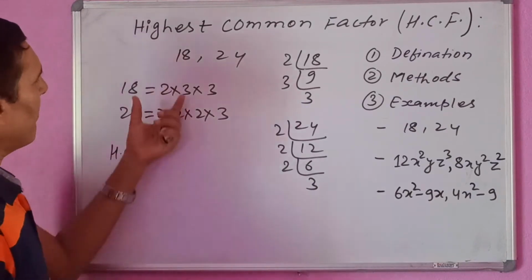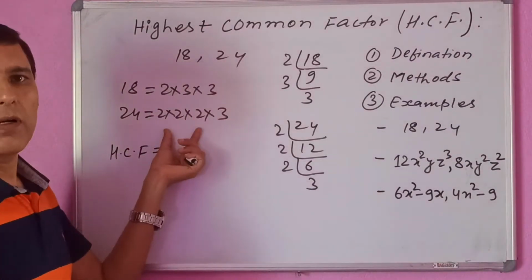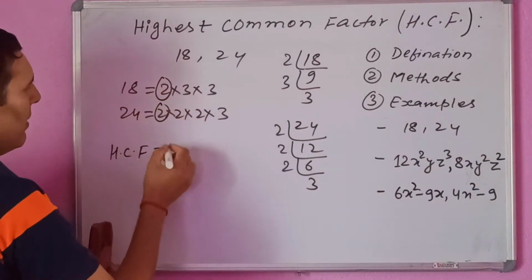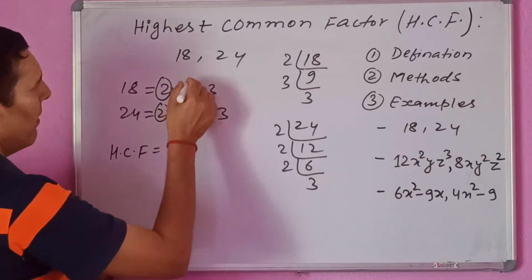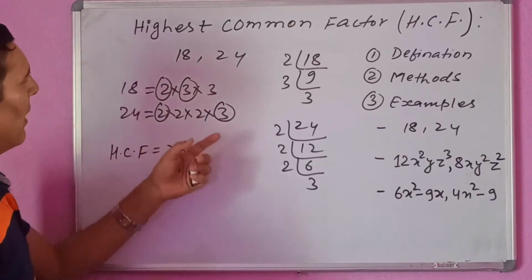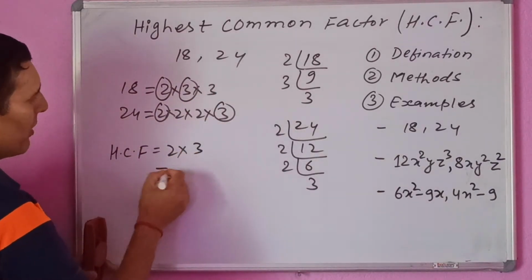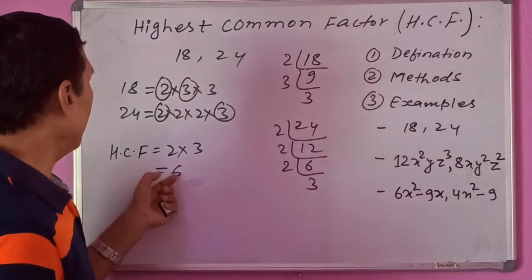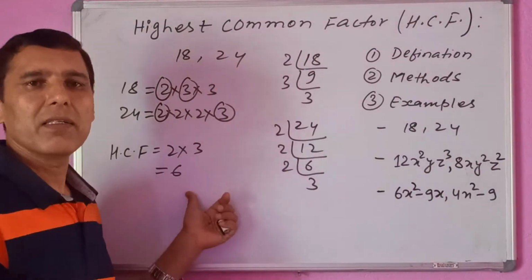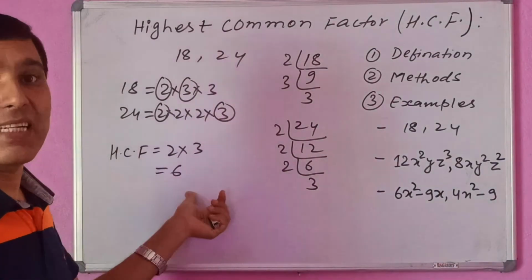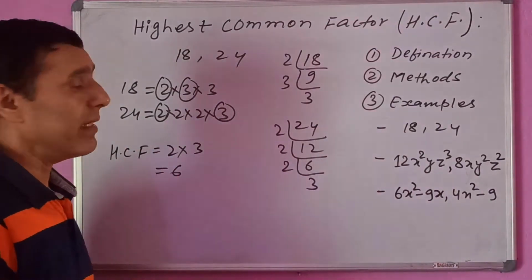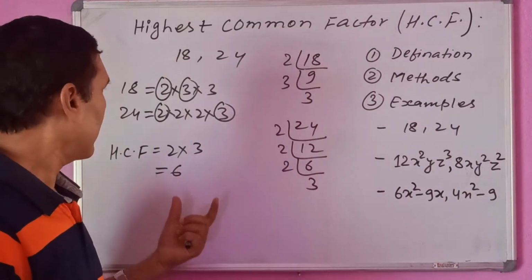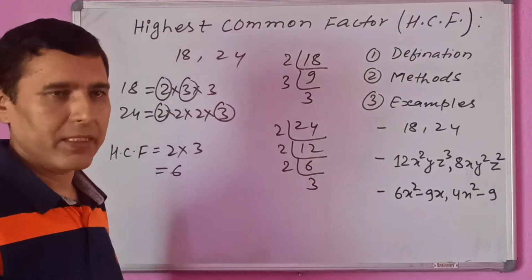The product of the common prime factors is the HCF of these two numbers 18 and 24. We can see here this 2, similarly we have 3 also common. So 1, 2 and 1, 3. Product of 2 and 3 is 6. So we say that HCF of 18 and 24 is 6, because 6 is the greatest number which divides 18 and 24 exactly. That means the greatest factor of 18 and 24 is 6.